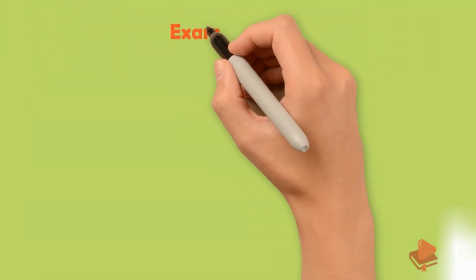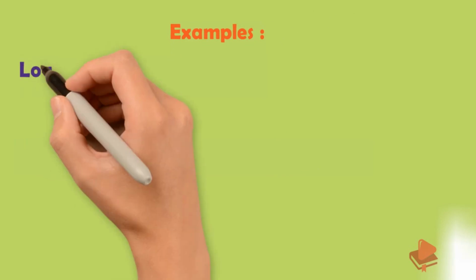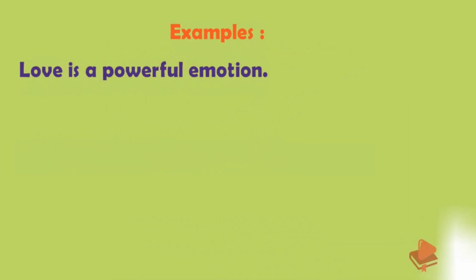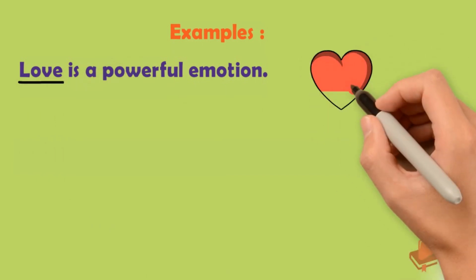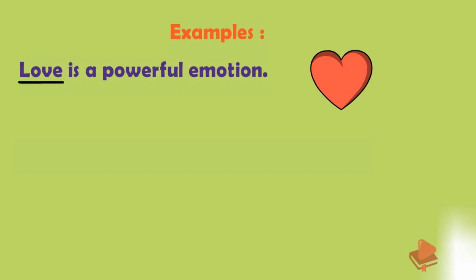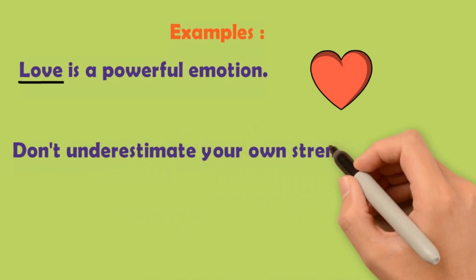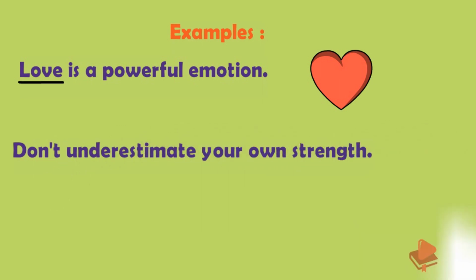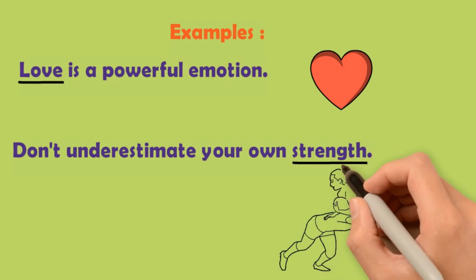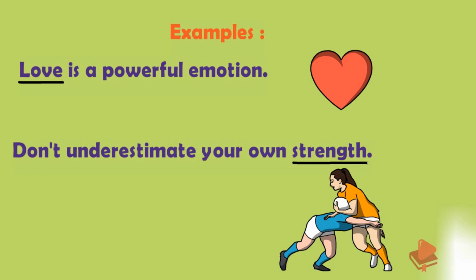Let's see a few more examples. Love is a powerful emotion. Here, love is the name of the feeling like anger, happiness and sorrow. So in this, love is an emotion as in noun. Basically, they are feelings that any person has. Let's see another example. Don't underestimate your own strength. So in this statement, strength defines the quality of a person. So it is an abstract noun.